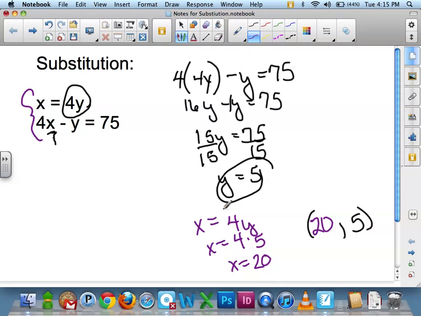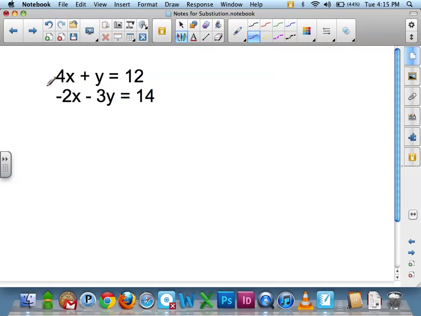So let's do another one. This one has an extra step with it. Alright, here we have two equations that are in standard form. So x and y are on the same side. So what we have to do is, I'm going to take this first one and solve for y. So let's rewrite it.